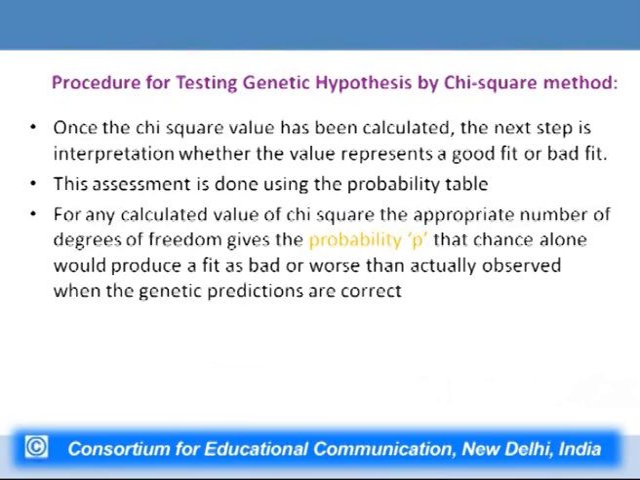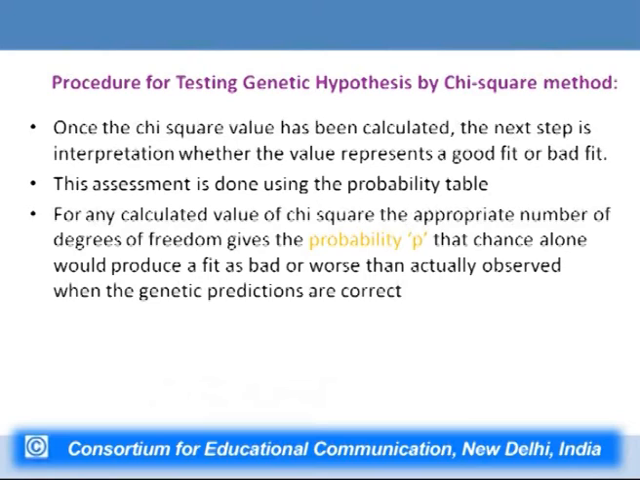Now, what is the significance of this value? If we have obtained this value, what is the use of this value to us? Once the chi-square value has been calculated, the next step is to interpret whether this particular value represents a good fit or a bad fit. And this cannot be done by this value itself. For this, we'll be using a table known as the probability table.